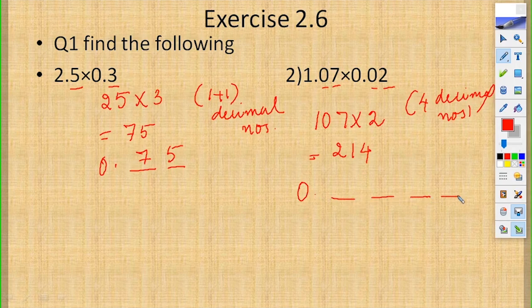1, 2, 3, 4. 4 decimal places. So I will first fill in 214. I cannot start from the left, I will start from the right side. Then I will fill the rest with a 0. So 0.0214. 4 decimal places. That is why here you need 4 digits after the decimal.